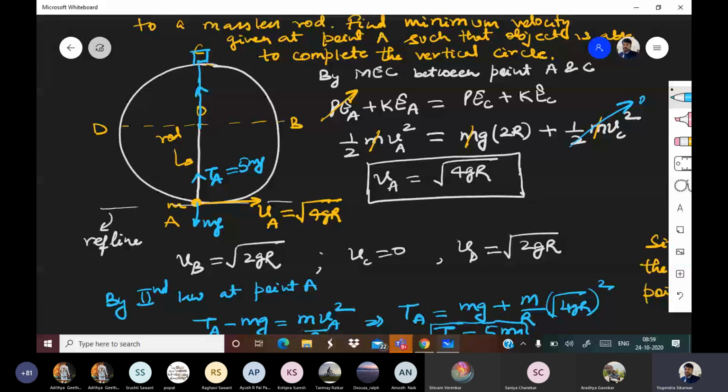At the topmost point, the rod will be pushing the object, right? This facility was not available with the string. So TC will be minus mg.